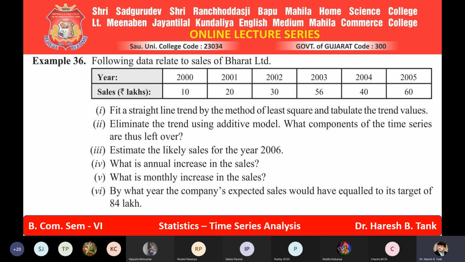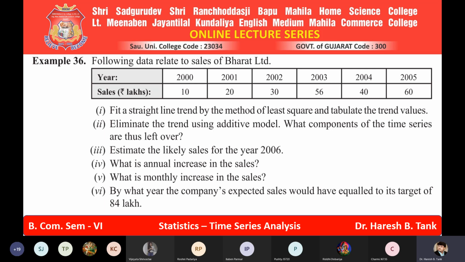What is the annual increase in sales? The value of b is the annual increase if your deviation is not from the half of the year. If your deviation is from somewhere at 0.5, then your increase in the sales is always 6 monthly. So to get it annual, you have to multiply it by 2, and to get it monthly, you have to divide it by 6. So questions number 4 and 5 can be taken care of by simply dividing or multiplying by something.